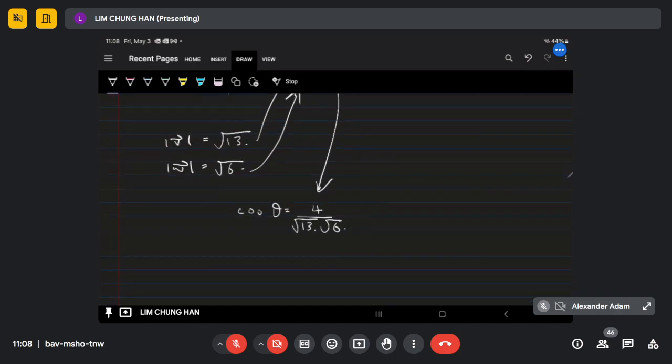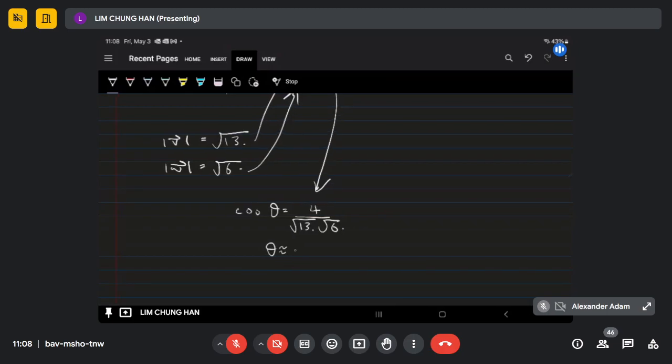Okay. So if I ask you to calculate the actual angle, what is the actual angle? It's approximately what? So you have to do 4 divided by square root 13 and then divide it again by square root 6 and then you inverse cos. What's the angle? Well, roughly 63.1 degrees, right? Is that correct? Yes, doctor. Okay, good. Thank you.